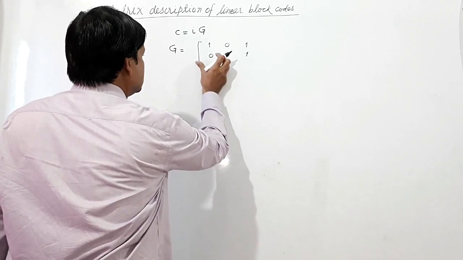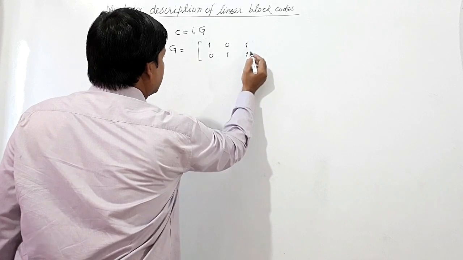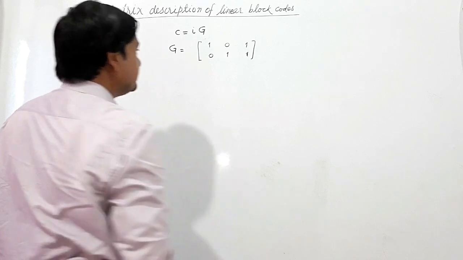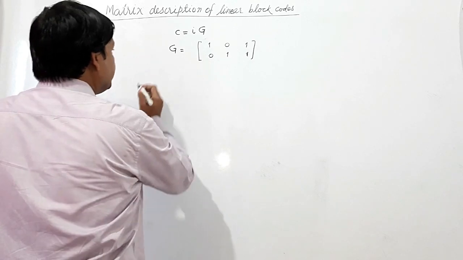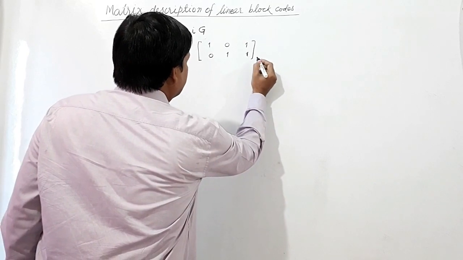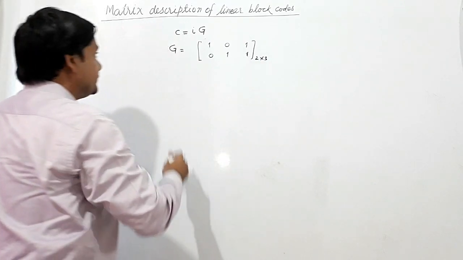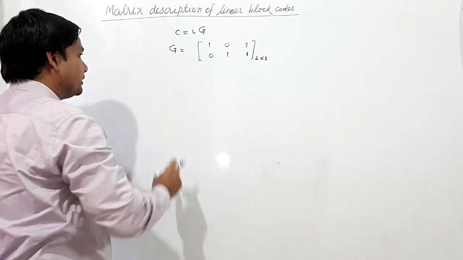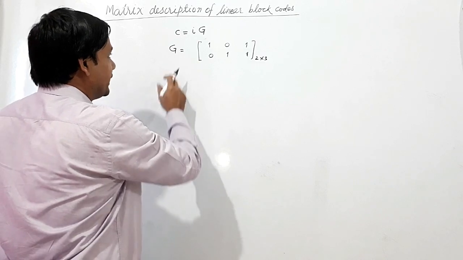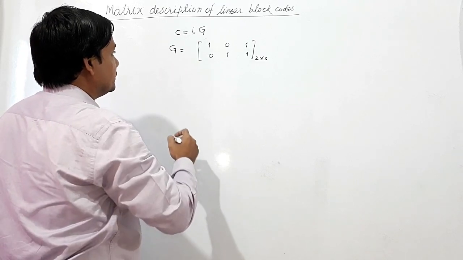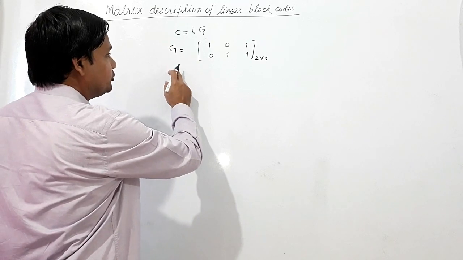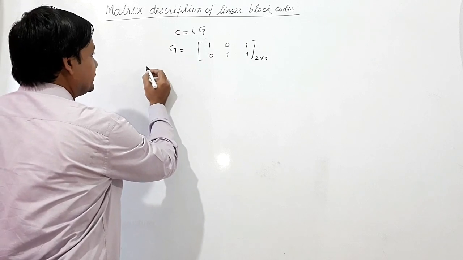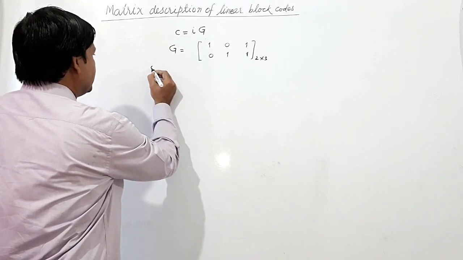1, 0, 1, 0, 1, 1. This is generator matrix 0, 1, 1. This is the generator matrix, and its order is 2 by 3. If I have to multiply this matrix with some other matrix, then order of I, I am taking order of I as 1 by 2. It's a row matrix only, so I am taking row matrix as I as 0, 0.